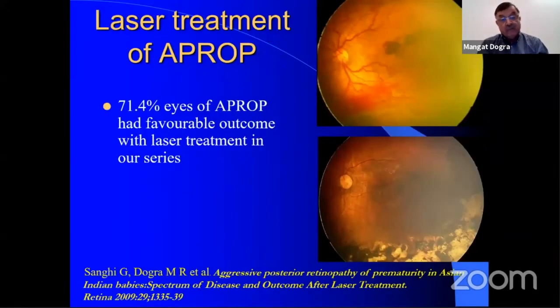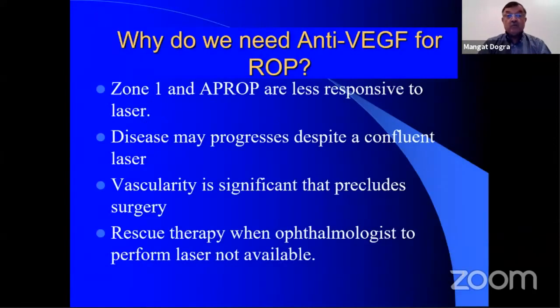We have a problem with APROP, and here the unfavorable outcome, like in our own study published in Retina, almost 71% had a favorable outcome. So we had almost close to 29% having unfavorable outcome. So that's a problem. So that's why we need probably anti-VEGF for ROP, for zone 1 and APROP, because these would be severe diseases and less responsive to laser. And sometimes the disease may progress despite your good confluent laser. And at times, vascularity is a problem when you want to do surgery.